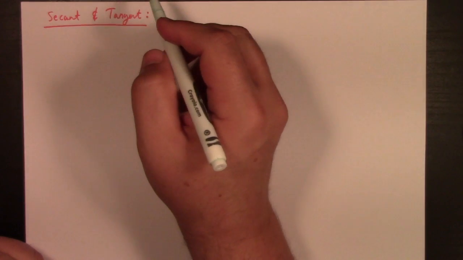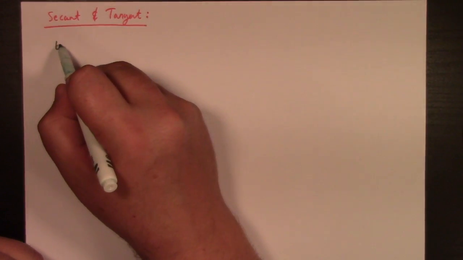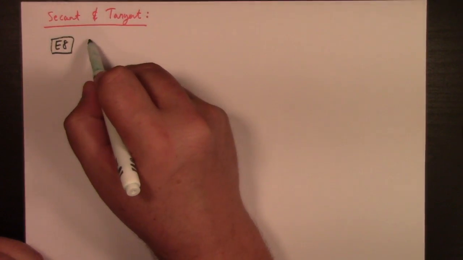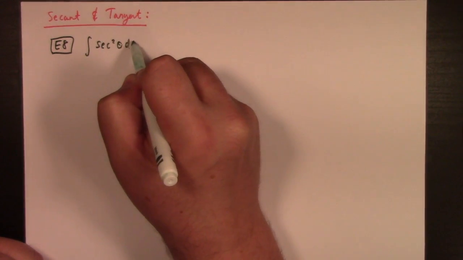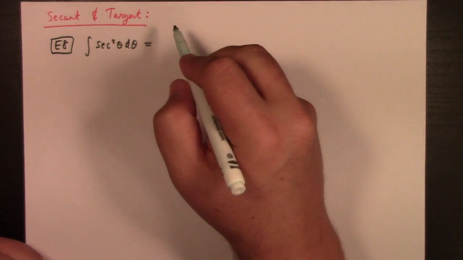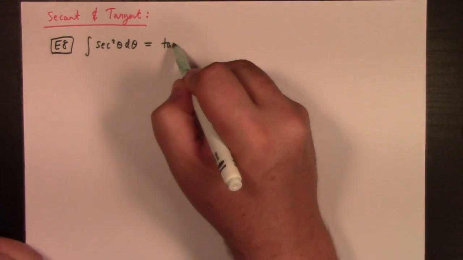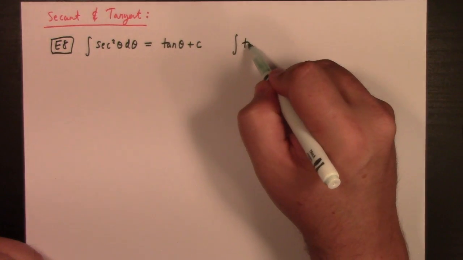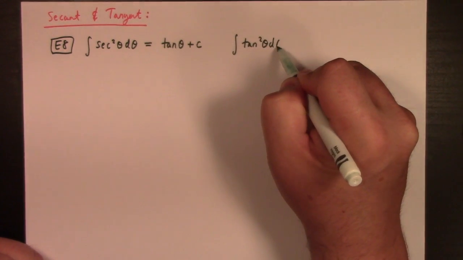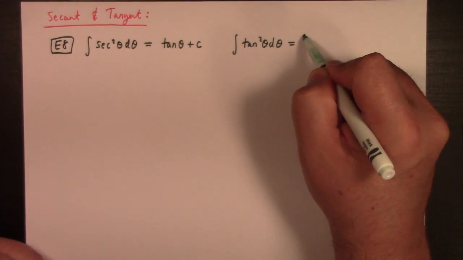First of all, the easy example, example 8. This one, you better know. The integral of secant squared theta d theta. All right, so you're like, yeah, that is tangent theta plus a constant. Likewise, the integral of tangent squared theta, right? We talked about this one before. That's the integral of what?